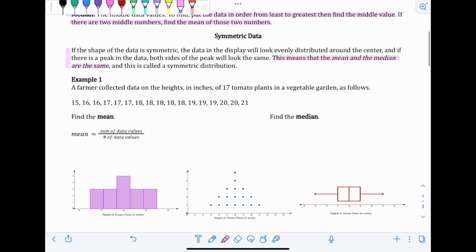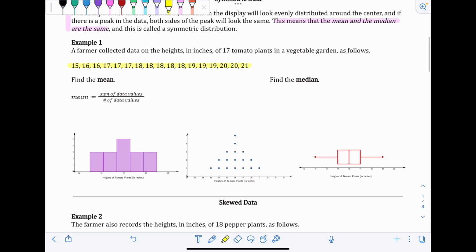Okay, looking at example 1, it says a farmer collected data on the heights in inches of 17 tomato plants in a vegetable garden as follows. We have our data set: 15, 16, 16, 17, 17, 17. Looks like there are 1, 2, 3, 4, 5 18s, 3 19s, 2 20s, and a 21. We want to find the mean and the median. And then down below, we're going to look at a couple of different data displays for this set.